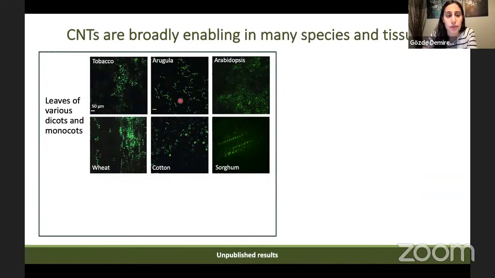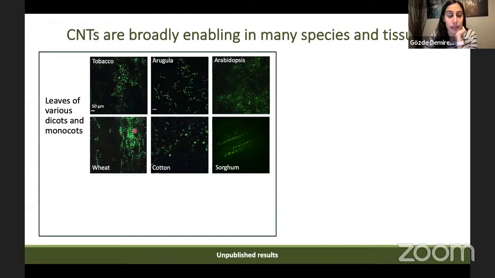We wanted to make sure that this tool will be applicable in many different species. So after our initial experiments, we have also tested carbon nanotubes in various different dicots and monocots. Here I'm showing some results in Arugula, Arabidopsis, wheat, and some hard to transform species like the dicot cotton and the monocot sorghum, which was very exciting to see.